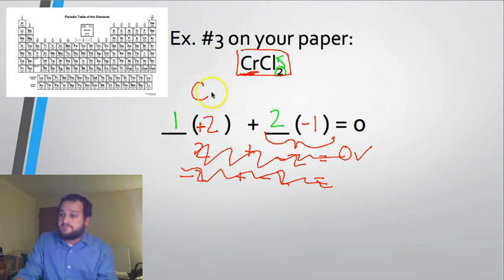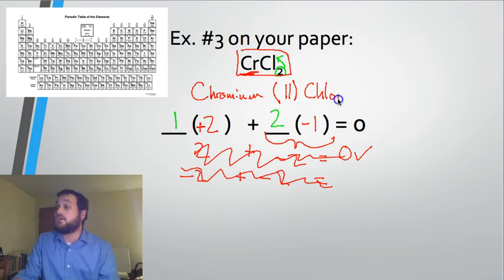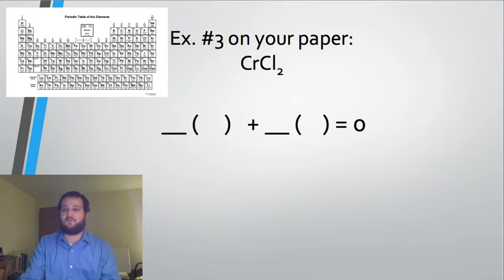So chromium, and then I need to insert the variable oxidation state in Roman numerals. So chromium 2, chlor, the root of my second word, ide, chloride. So chromium 2 chloride is the name of this particular compound. Pretty easy, okay? So go ahead, give the rest of these a try.